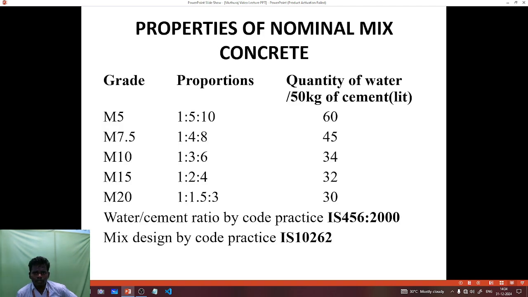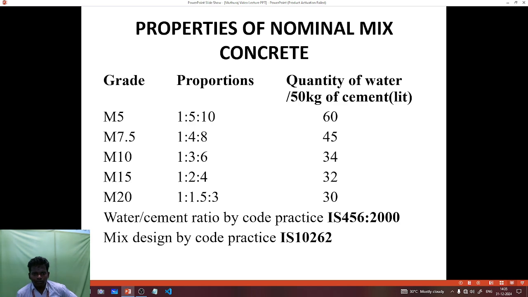The properties of nominal mixed concrete are given in tabulation form. The first column refers to the grade of concrete, the second column refers to the proportions for its respective grade, and the third column refers to the quantity of water required per bag of cement.